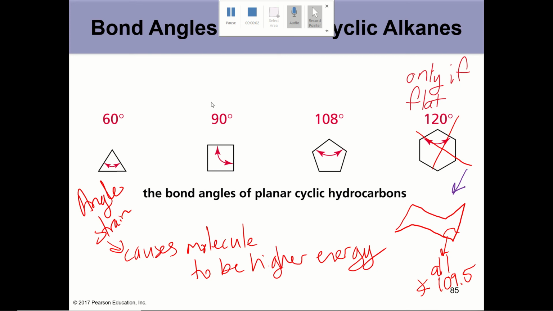Another type of strain that brings atoms in electron clouds in closer proximity is called angle strain. And remember, electron clouds are going to repel each other. So bond angles in planar cyclic alkanes tend to be less than the ideal angle for sp3 hybridized carbons. And these atoms in cyclic alkanes, which contain only single bonds, are all sp3 hybridized carbons. And an sp3 hybridized carbon should have an ideal bond angle of 109.5.